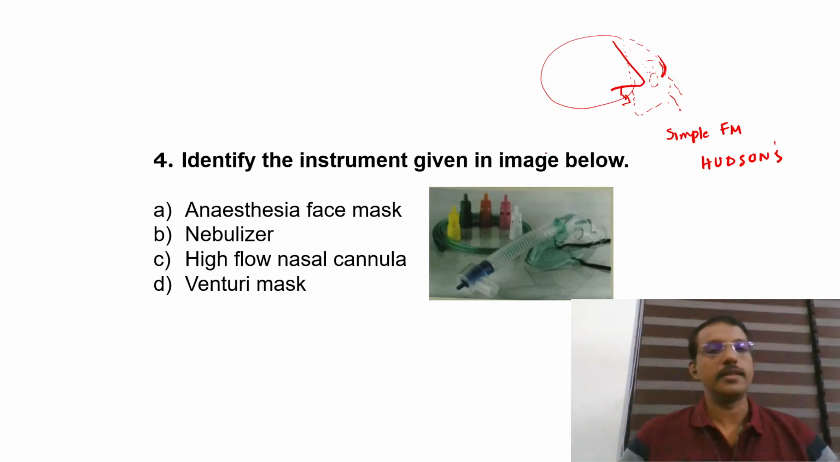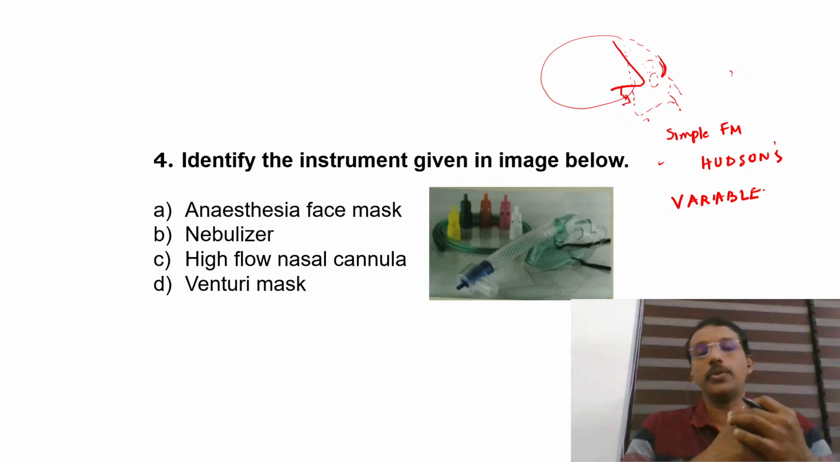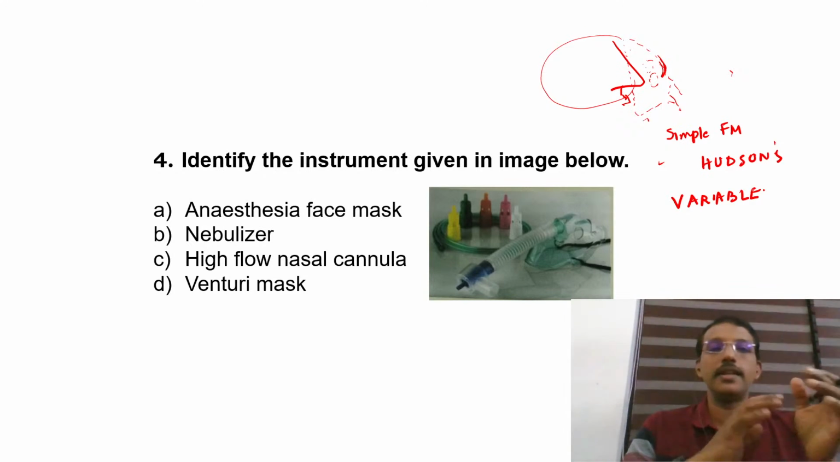This is an example of a variable performance mask. That's another question. Variable performance means the amount of FiO2 the patient gets depends upon the patient's effort. It cannot be controlled by the machine or by the administering healthcare professional. So the simple face mask is an example of a variable performance mask.